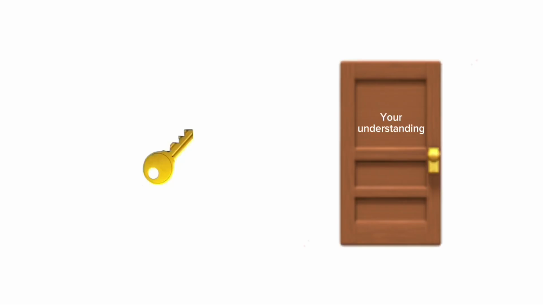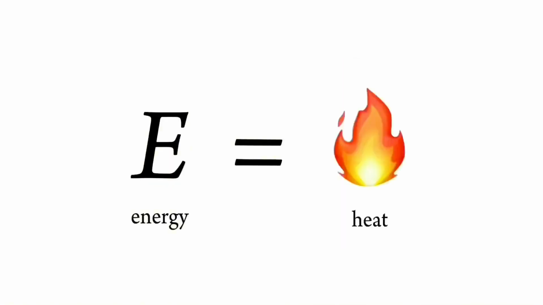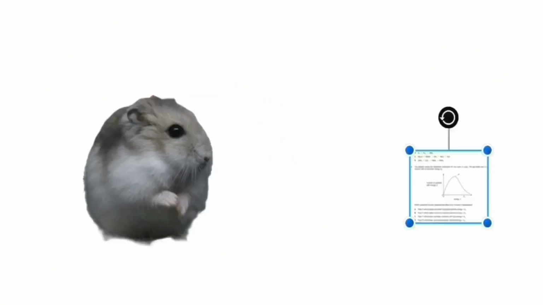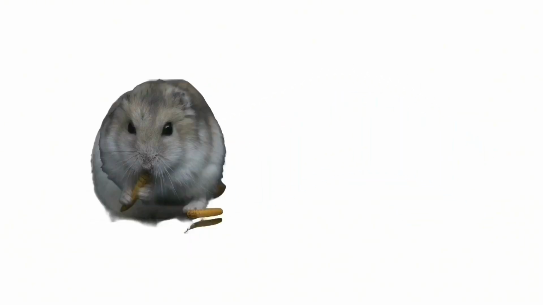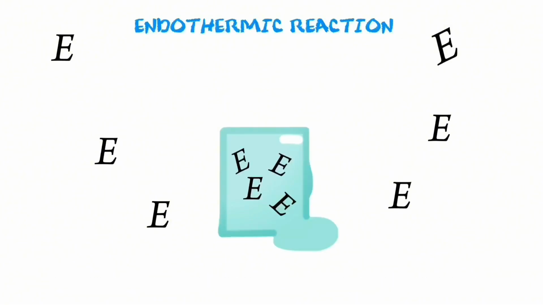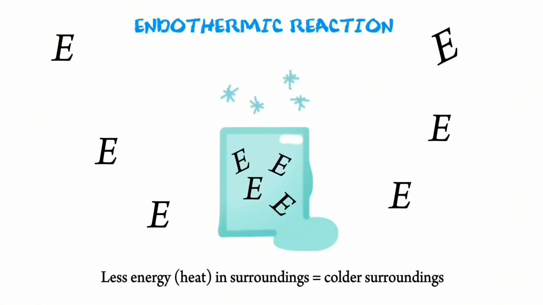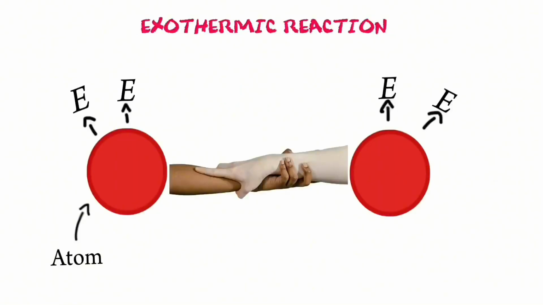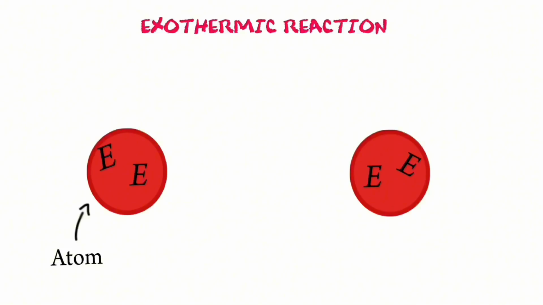The key to your understanding is that you can think of the energy as heat. Endothermic reactions take this energy to themselves, like a hamster devouring your homework. It means that there is less energy in the surroundings. As energy is heat, it means it becomes colder. Easy, isn't it? And so, formation of bonds releases energy the atoms had before, making the reaction exothermic.